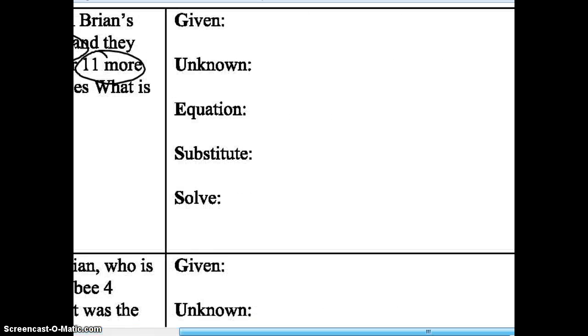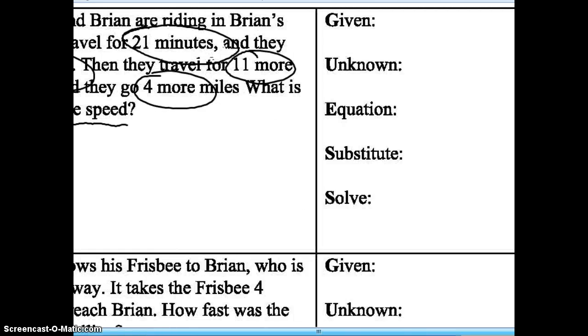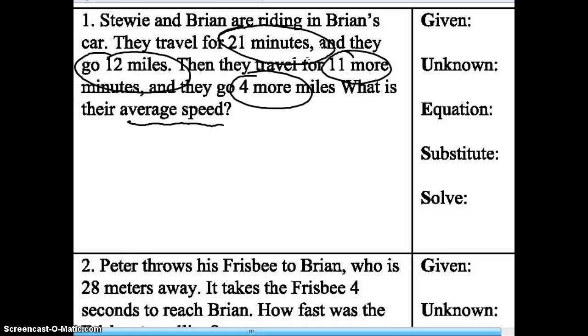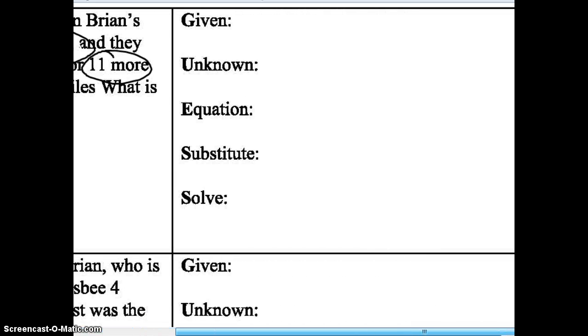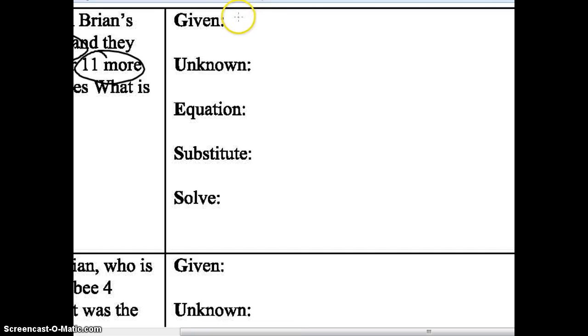So we're going to use what's called the GUESS method to work on figuring this out. GUESS stands for given, unknown, equation, substitute, and solve. Starting with what's given to us, I just circled all the things that are given to us in this problem. The first thing we have is 21 minutes. We're looking for distances and times here, really. So 21 minutes is a time. I'm going to call that time 1 equals 21 minutes.